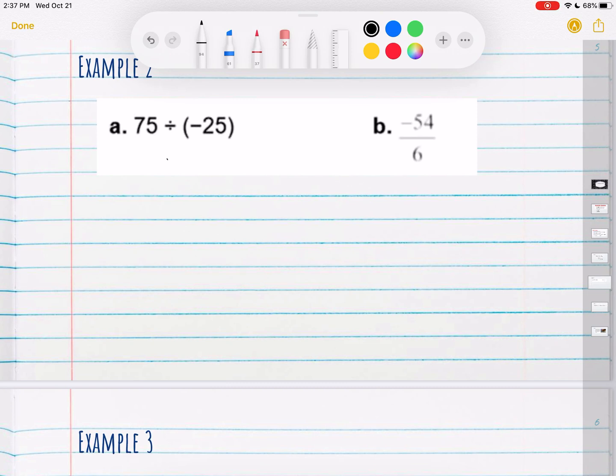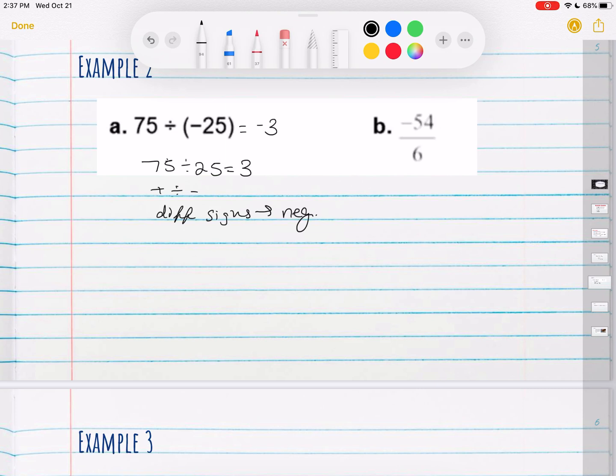Next one, 75 divided by negative 25. Well, 75 divided by 25 is equal to 3. Again, one way you can do that quickly is just by skip counting by 25s. And let's see, the 75 is positive. The 25 is negative, right? So I have a positive divided by a negative. I have different signs. So my answer is going to be negative. So that's equal to a negative 3.